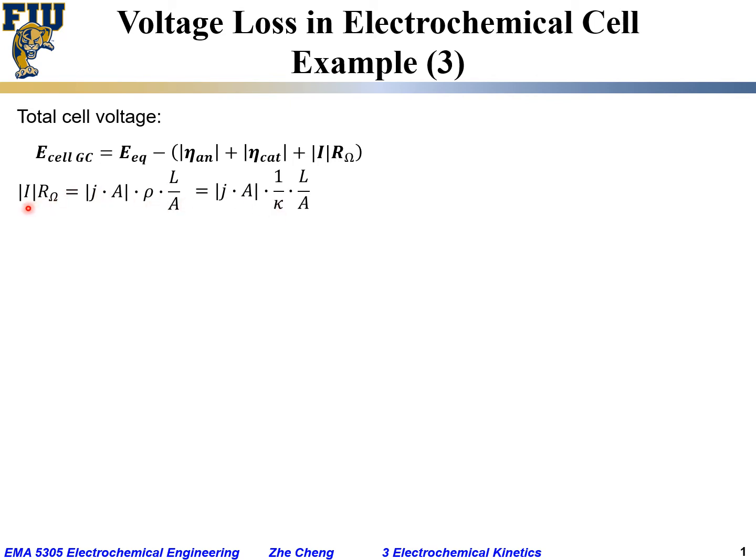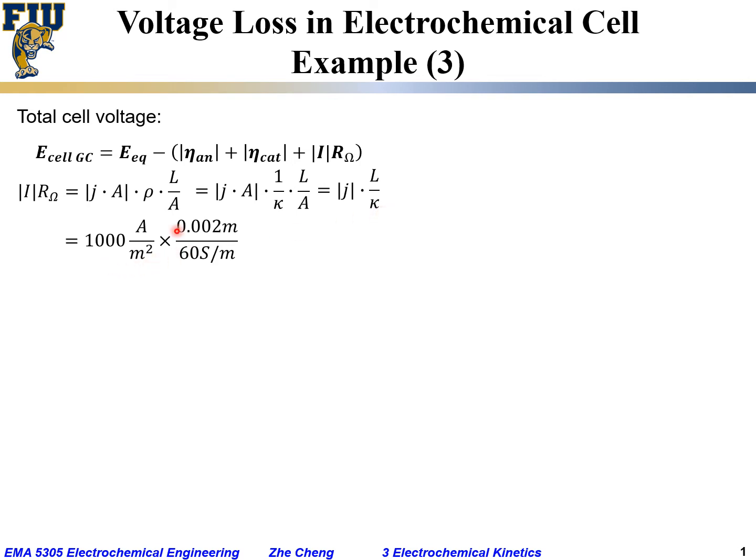So this ohmic loss, the potential loss due to ohmic resistance primarily in the electrolyte, would be the absolute value of current density times area times 1 over conductivity times length divided by area. Of course, area and area would cancel out. And so the potential loss for the ohmic part would be the absolute value of current density times the length of the electrolyte divided by conductivity of the electrolyte.